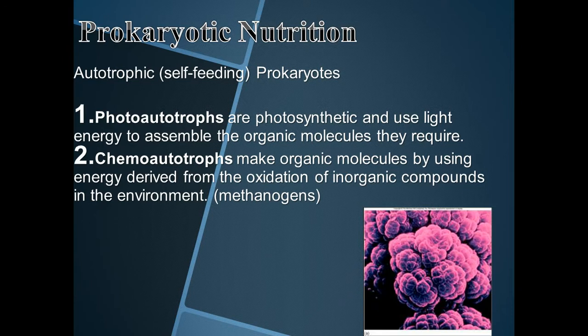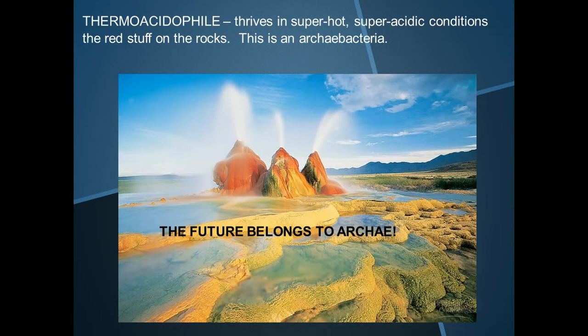Or you can have chemoautotrophs. These make organic molecules by using energy derived from either the oxidation of inorganic compounds in the environment, like methanogens, and you have thermoacidophiles. These would be archaeobacteria. They thrive in super hot, super acidic conditions, and in this photo here it would be the red stuff. You can see that's a massive amount of bacteria. And these are more recently classified in our Six Kingdom system.